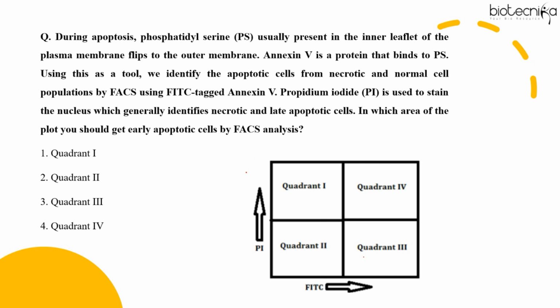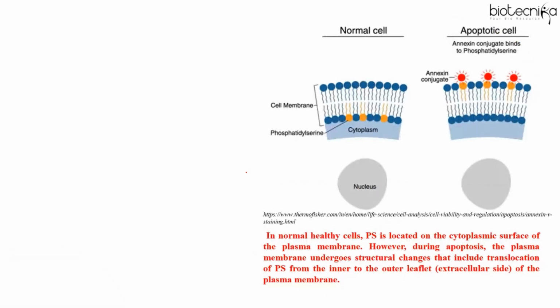And it is mentioned that during apoptosis, PS, that is phosphatidylserine, which is usually present in the inner leaflet of the plasma membrane, flips to the outer membrane. So here you can see this is a normal cell. In a normal cell, phosphatidylserine is present in the inner leaflet, right? But when the cell undergoes apoptosis, it flips to the outer, and to this annexin 5 can bind.